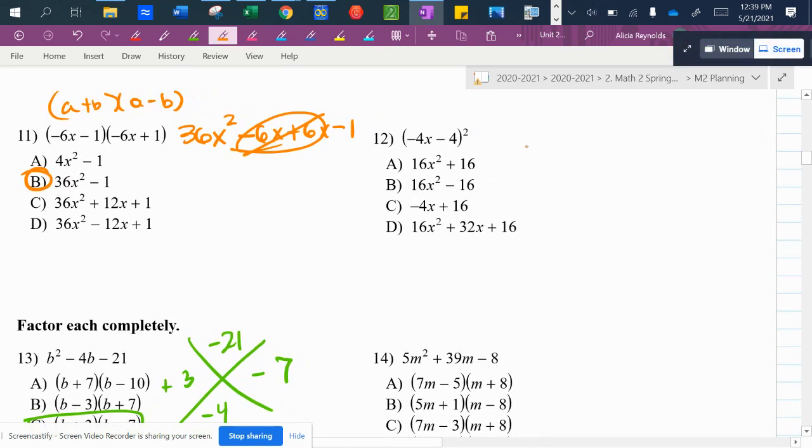This one is going to be a perfect square trinomial of the form a squared plus 2ab plus b squared. So if I square my first term, 16x squared, multiply these numbers times each other. Negative 4 times negative 4 is 16, and then times 2 is 32, and then last number squared is positive 16.